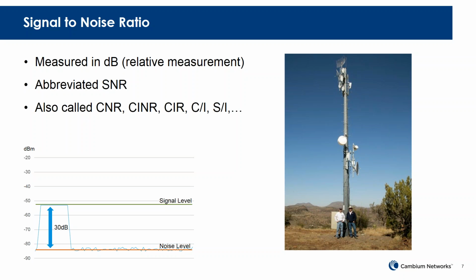Because with decibels, every 10 that you add is a multiplication of 10. So what we're saying is this is 10 times 10 times 10 times louder. So it's ultimately 1,000 times louder than the noise in this scenario.